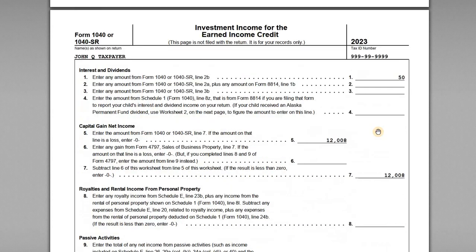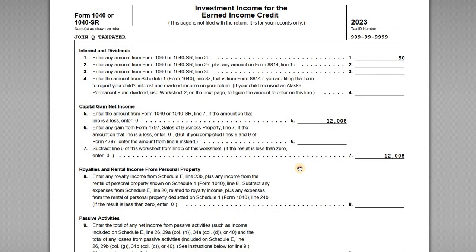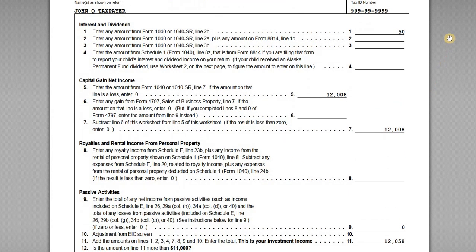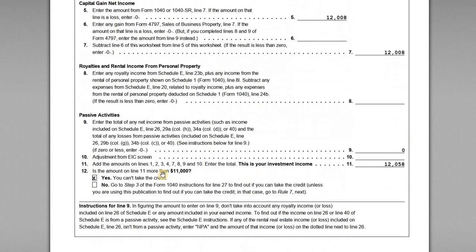If we look at the investment income for earned income credit worksheet, we can see he's entered the $50 in interest income that he has. He's got his net capital gain income of $12,008. And so his total investment income down here on line 11 is $12,058.